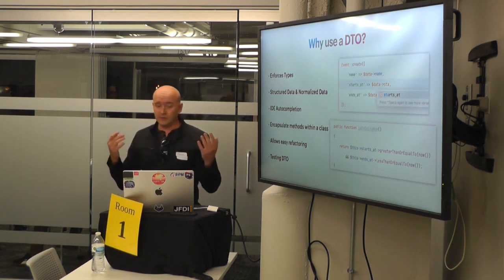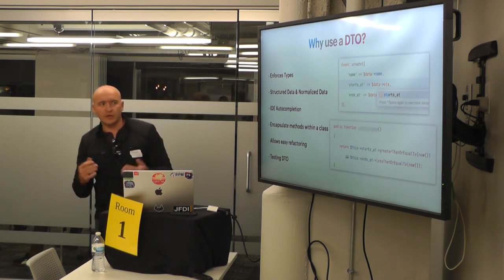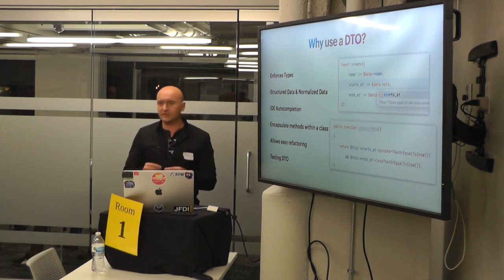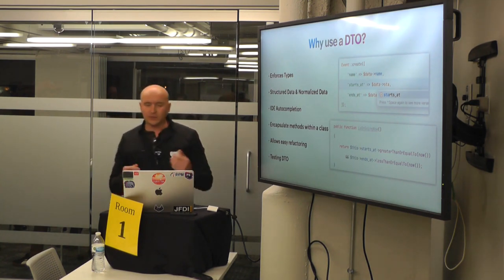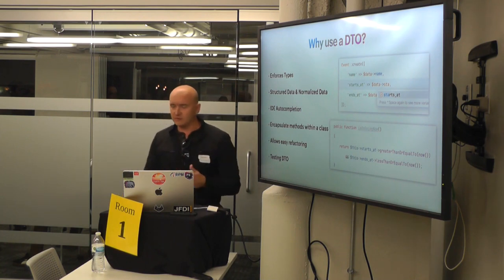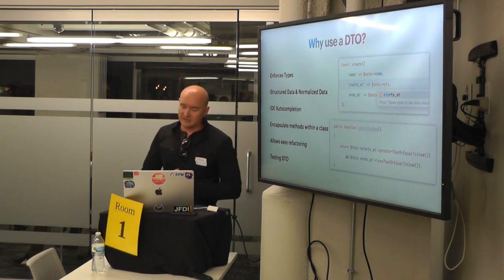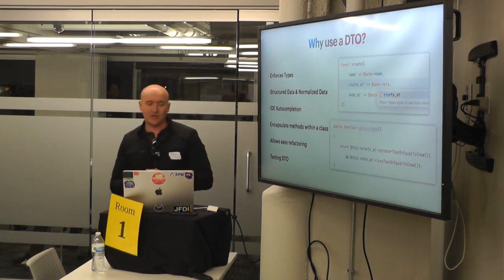The other part of using a class is you can encapsulate methods, right? So for example, if you ever wanted to find out, is this event going on right now, you can simply add a method to your data transfer object that checks if the event is happening right now by comparing the start and end date to the current time.